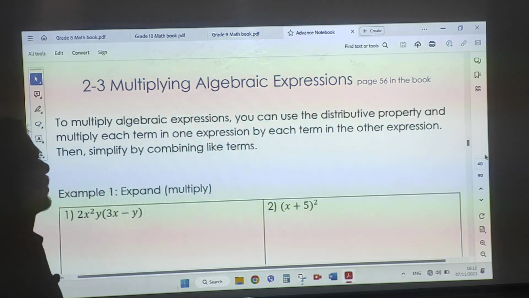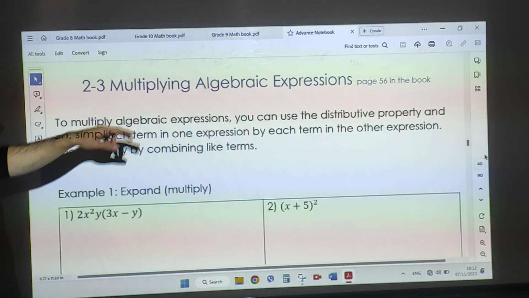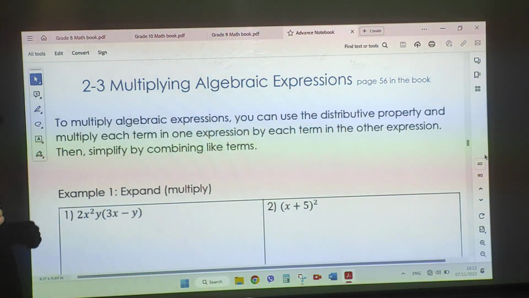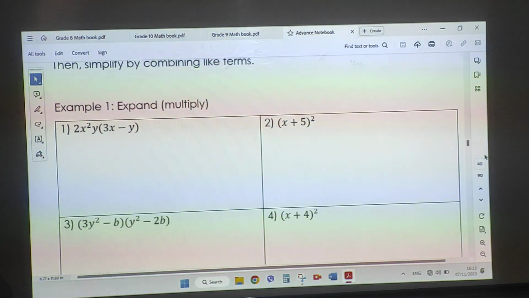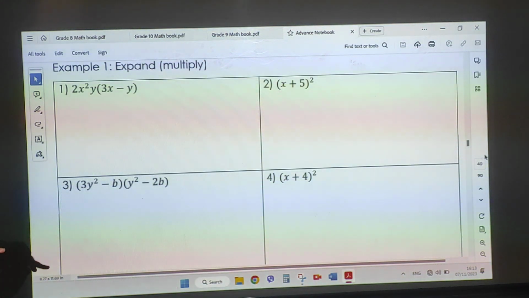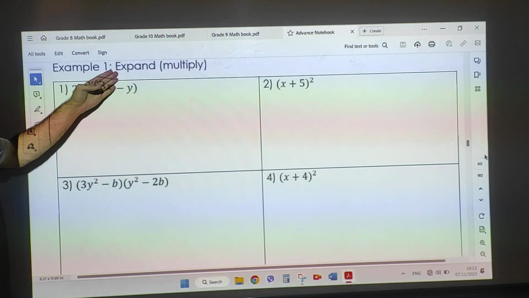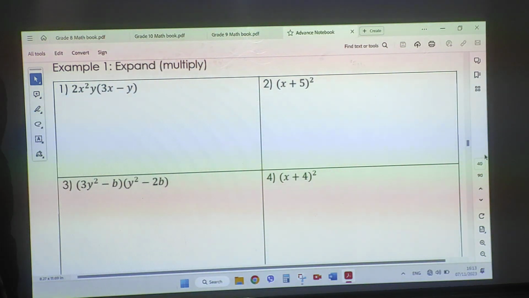Hi everyone, in this video for grade 9 we have 2.3, which is about multiplying algebraic expressions, on page 56 from the book. In multiplying algebraic expressions, we mean those kinds of expressions that are composed of numbers and letters, numbers and variables, and how we can expand or multiply them.